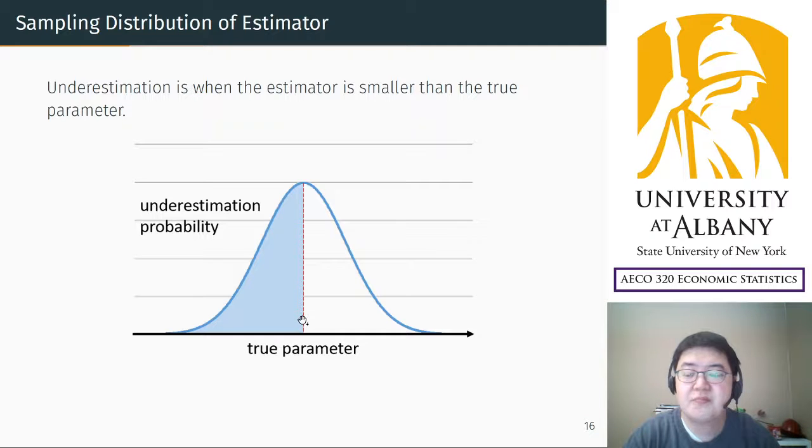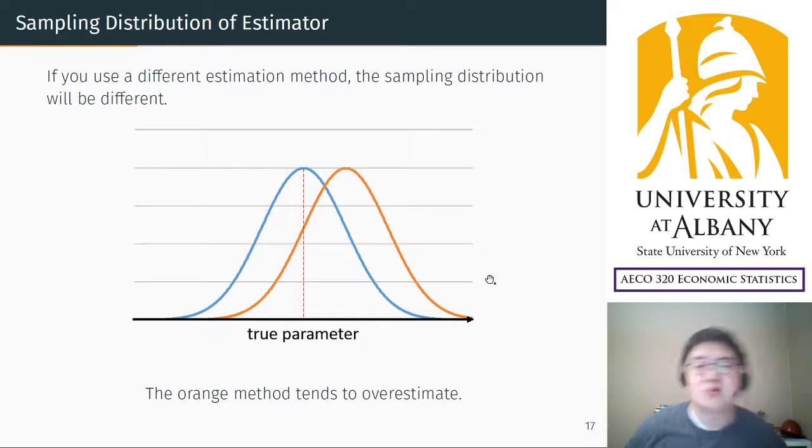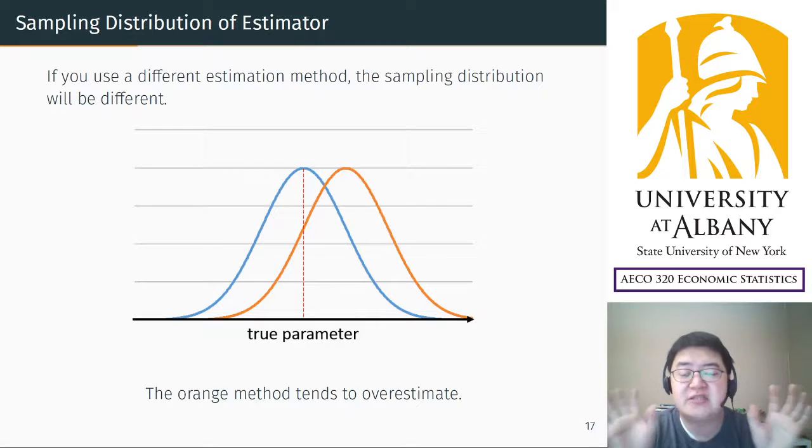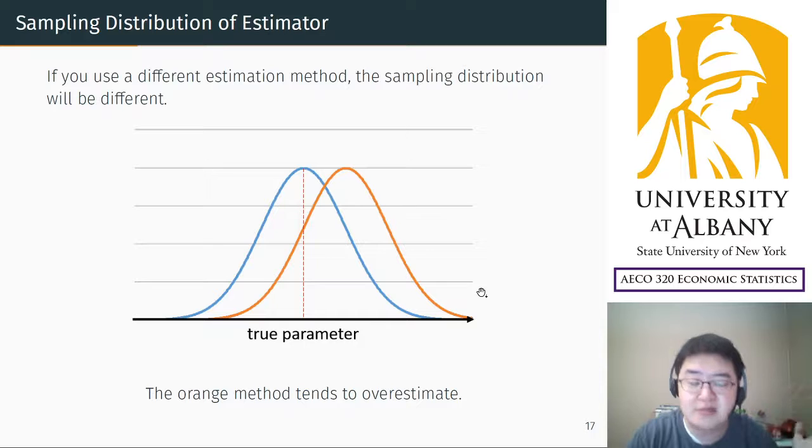So that's how we are going to evaluate and compare estimators. And let's think about this. Now we are comparing two estimators. Suppose that there is a blue estimation method and an orange estimation method, two different estimation methods. For example, you may think blue is the sample mean and orange is something else, like the sample median, or the sample mean after taking out the minimum.